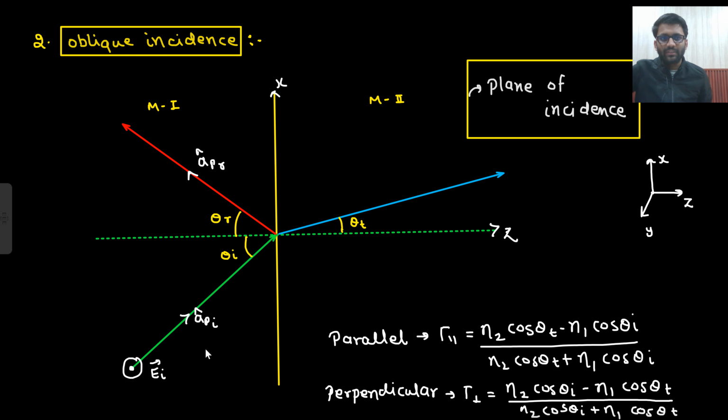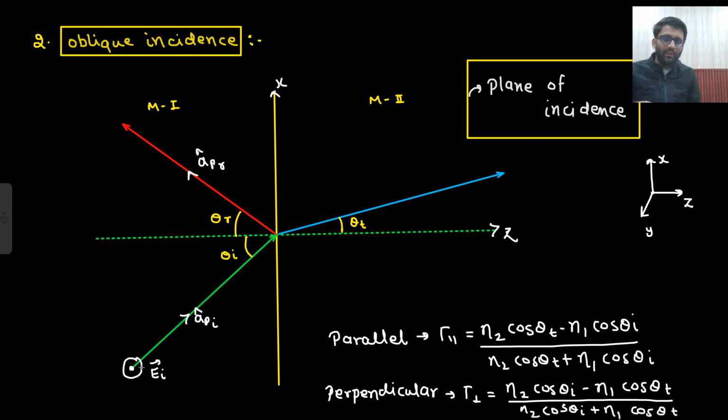Now with respect to this incident electric field, where will be my magnetic field? My magnetic field could be either here or here. But with respect to this incident electric field, where will it be? You need to see it. E cross H I need to do. So that magnetic field has to be downward.